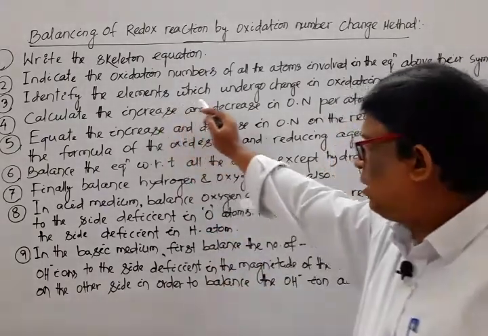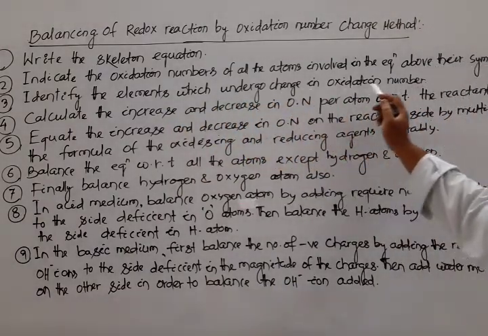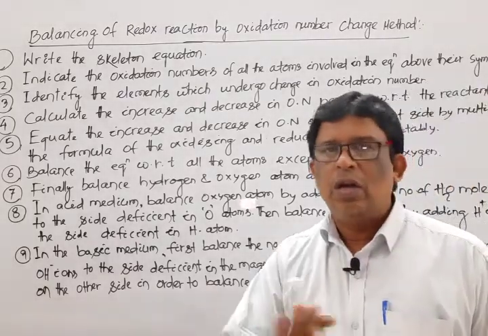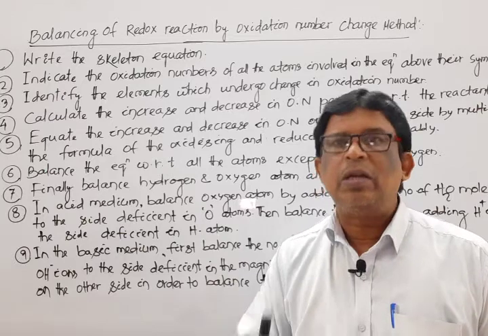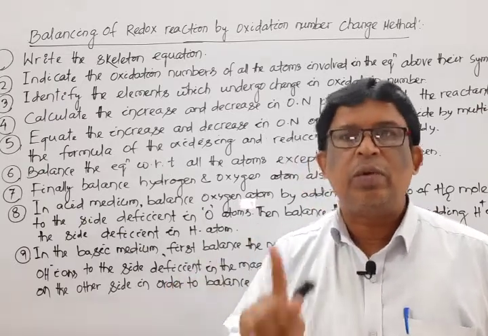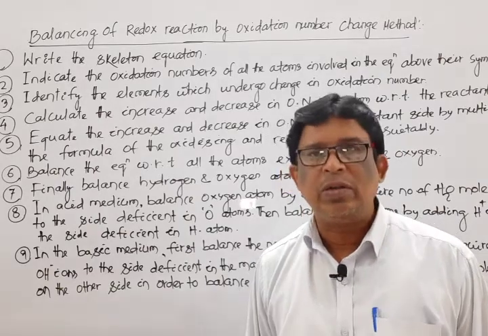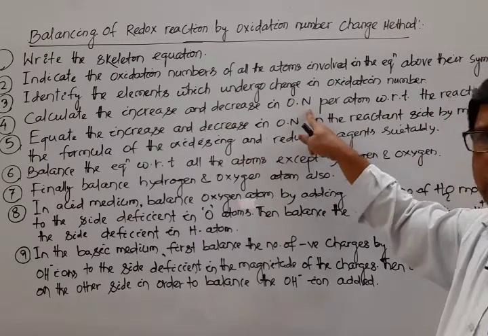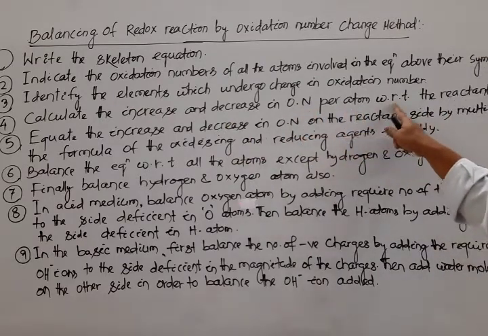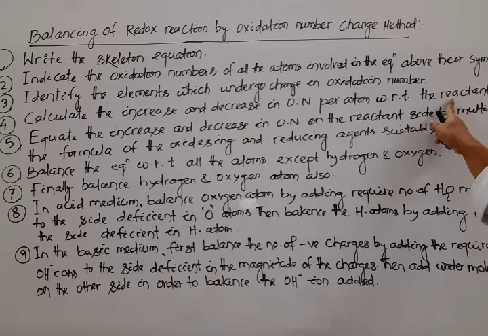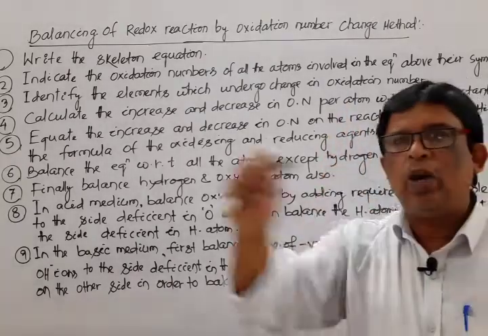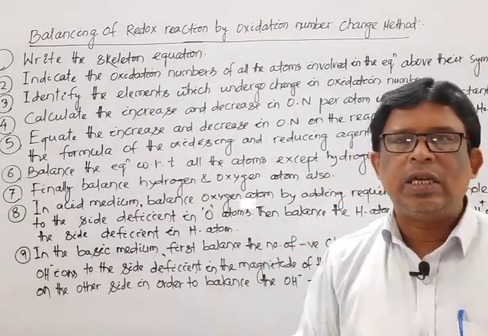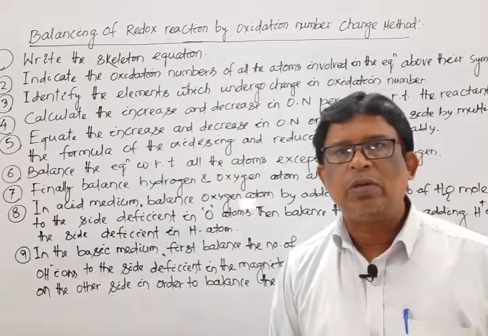Next, identify the elements which undergo change in oxidation number. Some elements possess the same oxidation number on the left side and right side, so it is not necessary to mention them. You only have to mention the elements whose oxidation number changes in the reactant side in comparison to the product side. Next, calculate the increase and decrease in O.N., meaning oxidation number, per atom with respect to the reactant. In the arrow mark we have to mention what sort of change, increase or decrease in oxidation number per atom with respect to the reactant side.